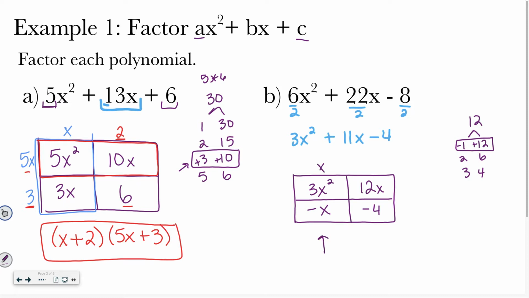They have an x in common. If I take an x out, I would still have 3x left, and I would have a negative 1. Now if I look over at this column, if I pulled out a 3x over here, I would have a 4 left. 3x times 4 would give me that 12x. Then I check, is 4 times negative 1 a negative 4? Yes, so I know my answer is correct. So I'm going to say 3x minus 1 times x plus 4.